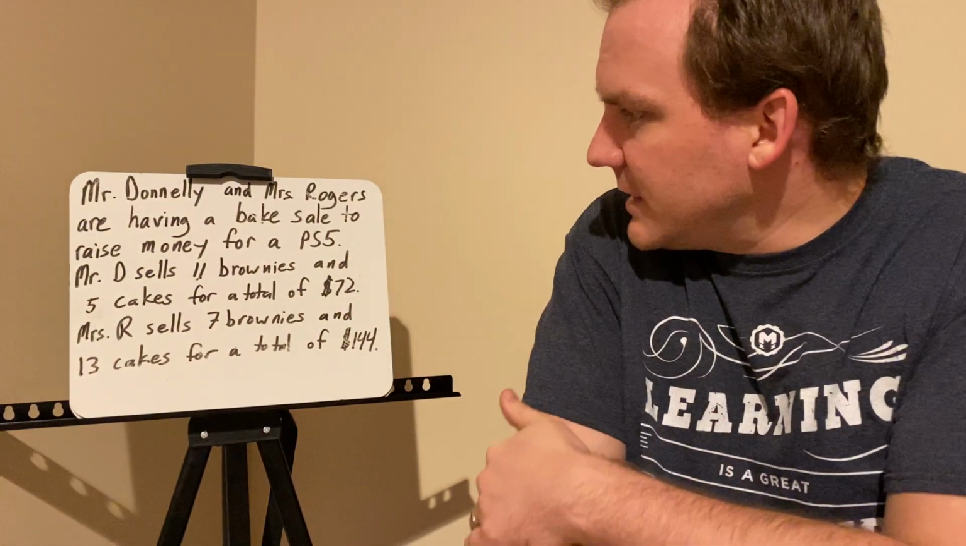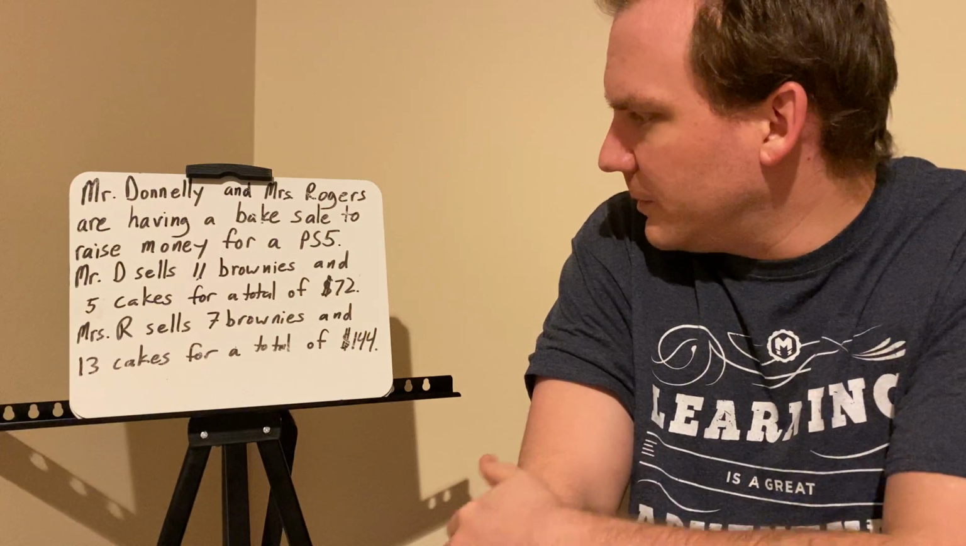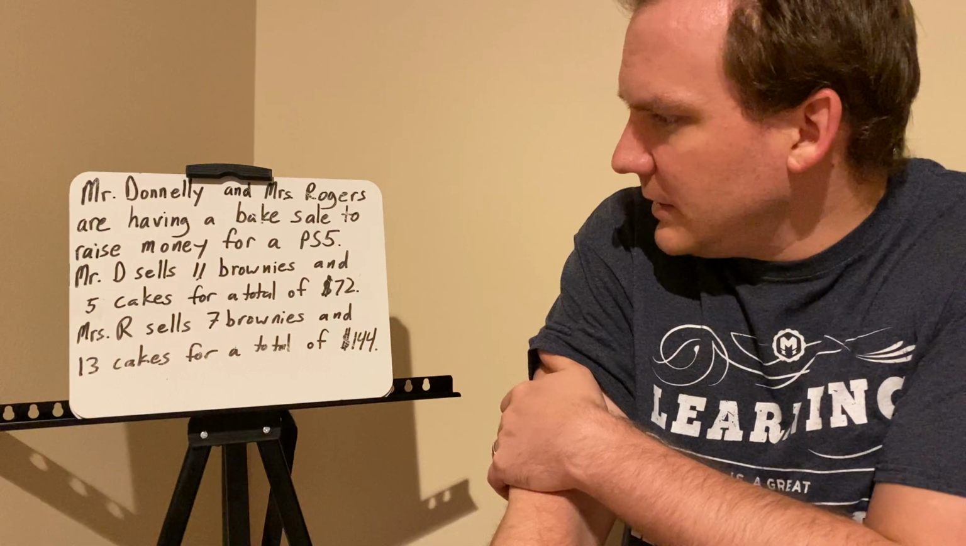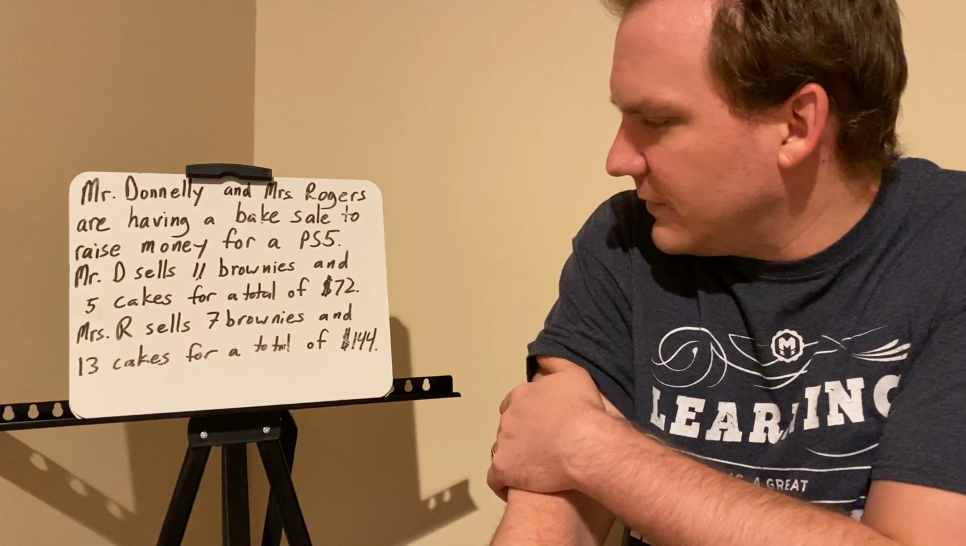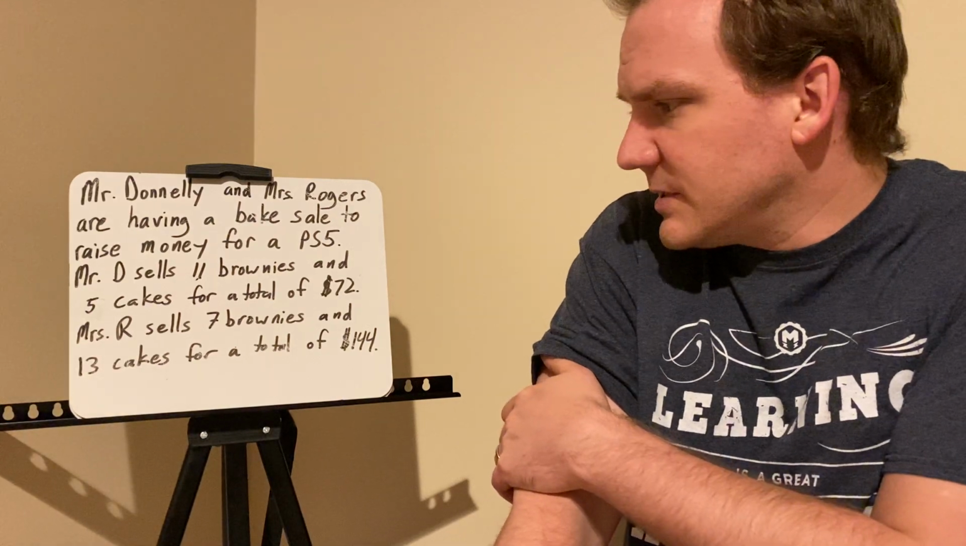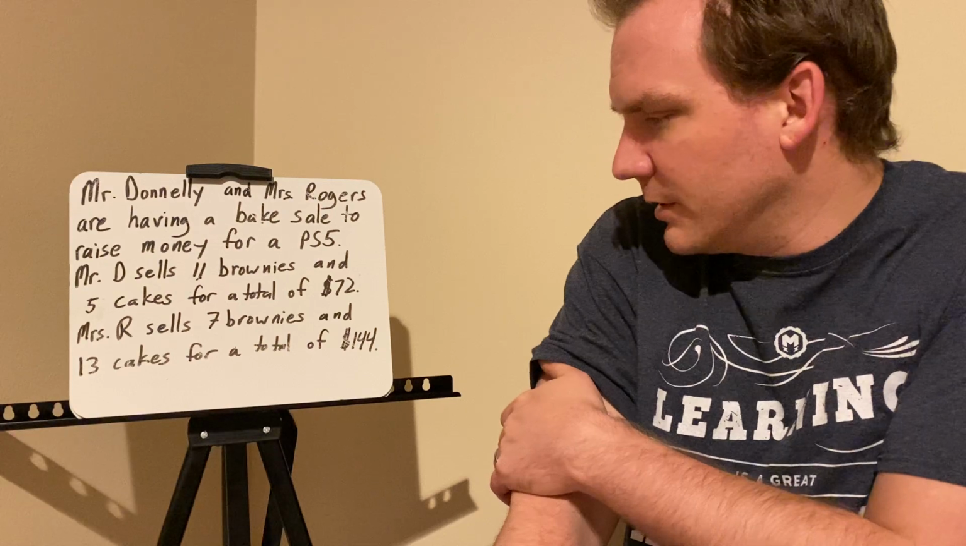So here's the pretend situation. Mr. Donnelly and Mrs. Rogers are having a bake sale to raise money for a PS5. Mr. Donnelly sells 11 brownies and 5 cakes for a total of $72. Not even close to enough money. Mrs. R sells 7 brownies and 13 cakes for a total of $144.